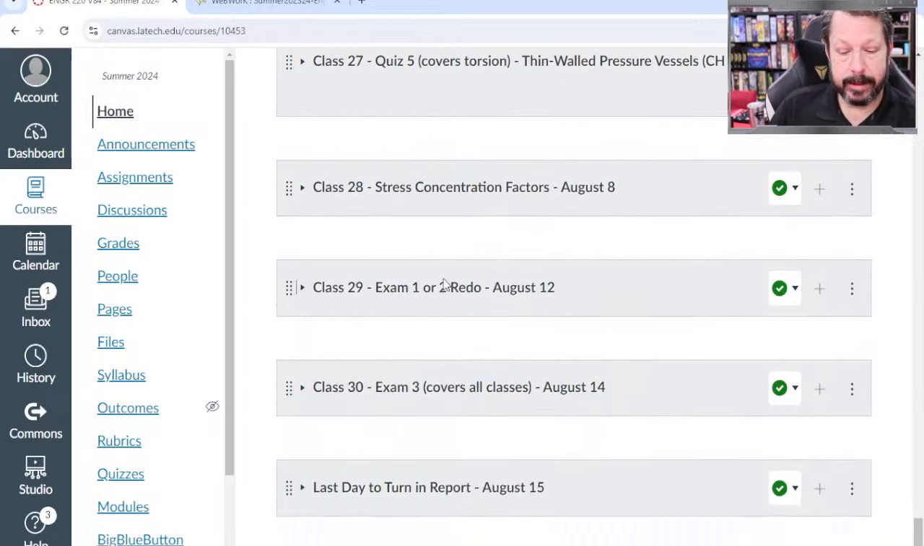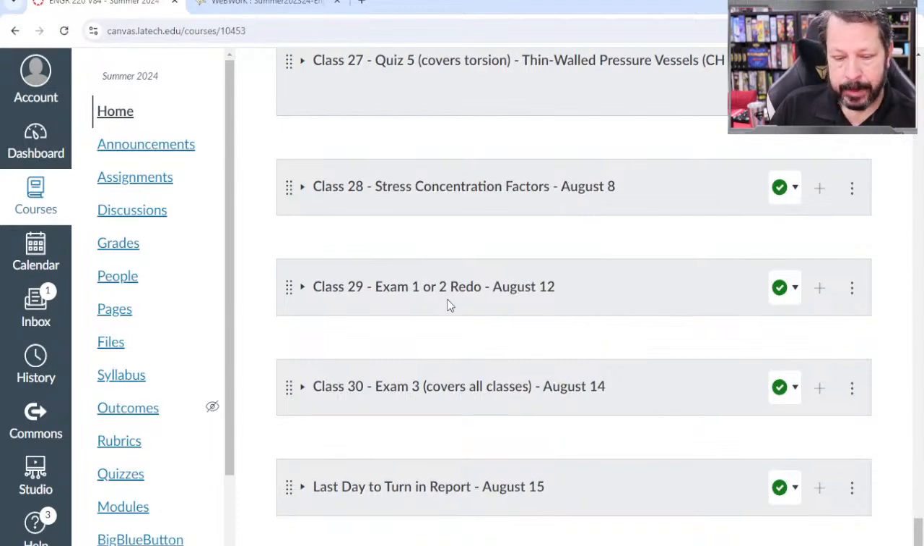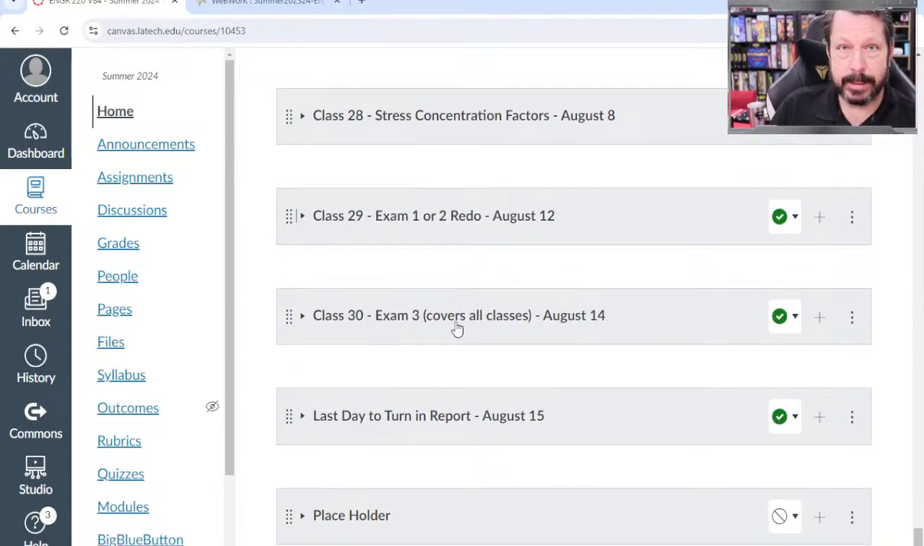Then the following Monday, if you want to redo exam 1 or 2, we'll have time slots for that. Just like the other exams, a noon and a 7 o'clock. Then exam 3 will cover these new topics: torsion, stress concentrations, thin-walled pressure vessels, plus sections on all the stuff we've done from the beginning to now. Then we have the project report. Don't forget that you need to do the project report.